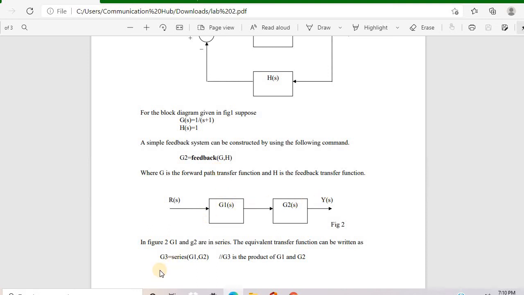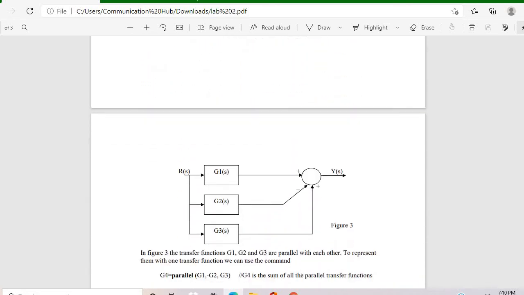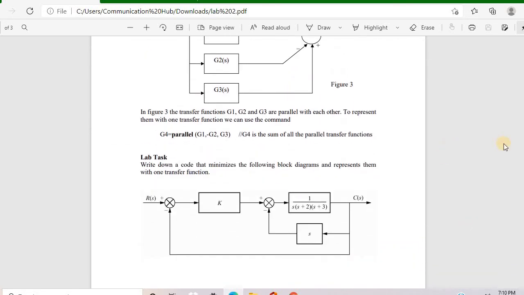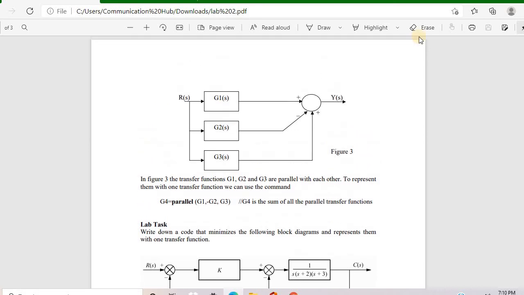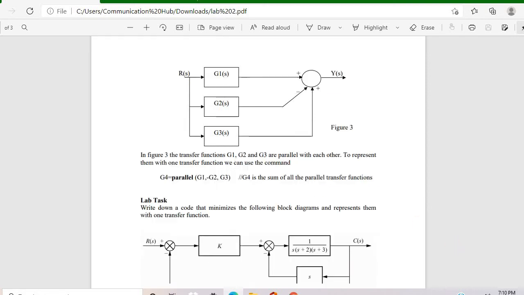Similarly, for series, we use the series combination with G1, G2. This will give you our result. After that, we have to solve the parallel one. Look here, this is the parallel one, so we use the command parallel, that will reduce it. So this is the first task that you have to do.